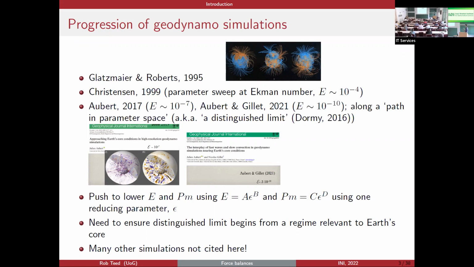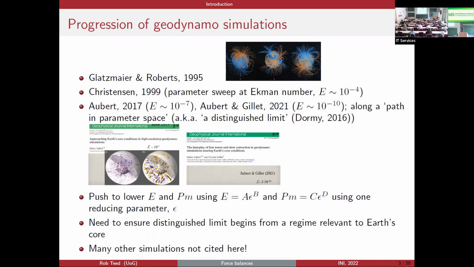But I've picked out a few: obviously the classic Glatzmaier-Roberts reversing dynamo simulation, Ulli's parameter sweep from 1999, mapping out different regimes you can get in these models. And then a couple of the more recent ones from Julien Aubert and collaborators, where, as Johannes mentioned, they're following this path in parameter space as they try to reduce the Ekman number.